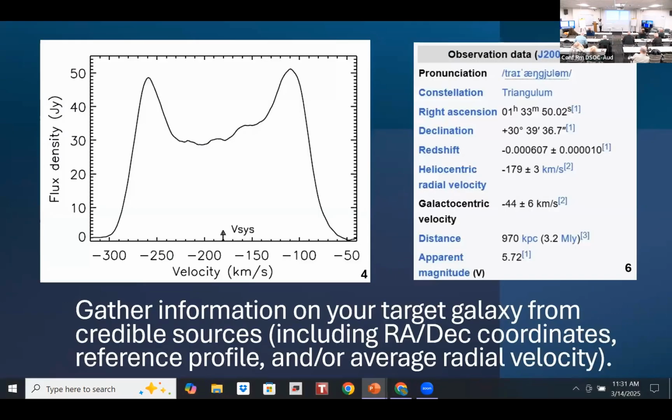So the first thing I start out with is planning the observation. You gather the information on the coordinates and the heliocentric proper radial velocity, so that you know what frequency range you're actually looking at.